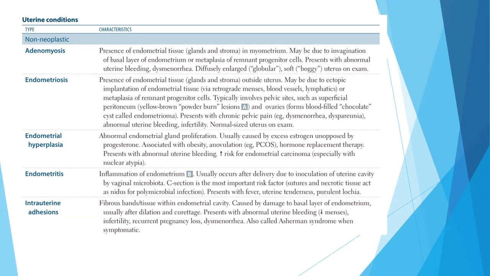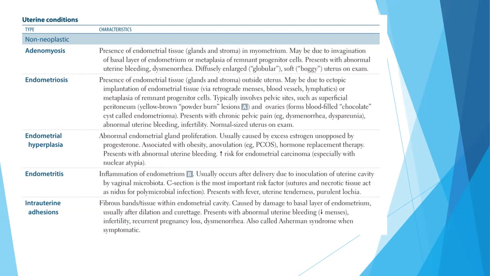Endometriosis, we have discussed in the previous videos. Endometrial hyperplasia is when there is abnormal endometrial gland proliferation, usually caused by excess estrogen unopposed by progesterone, associated with obesity, PCOS, and hormone replacement therapy.